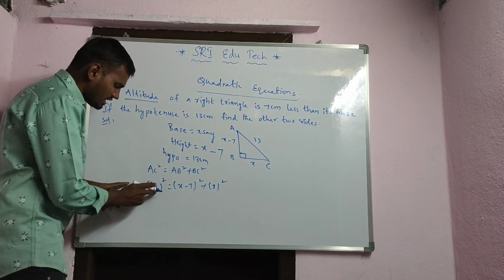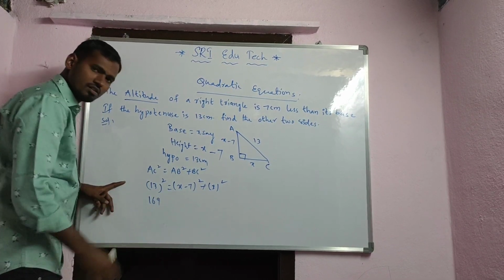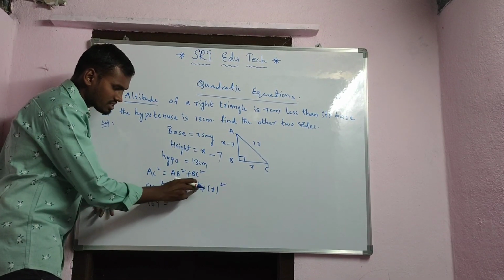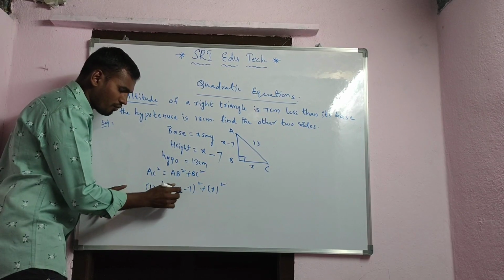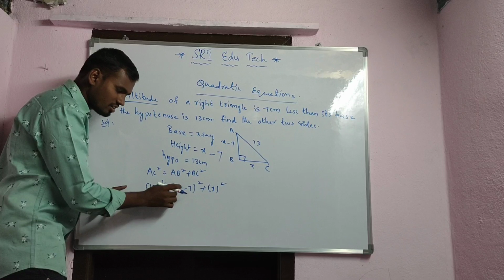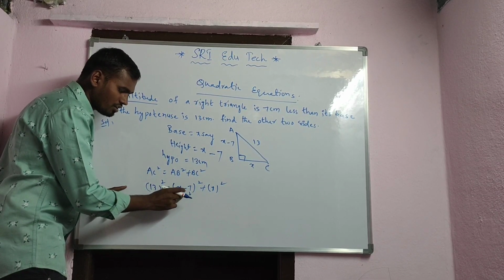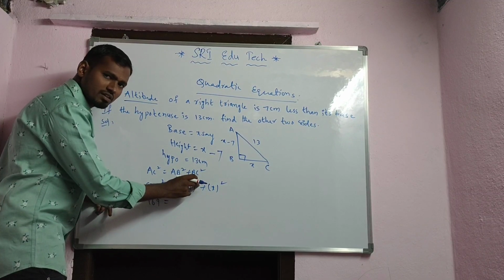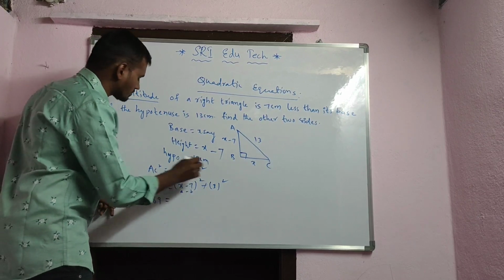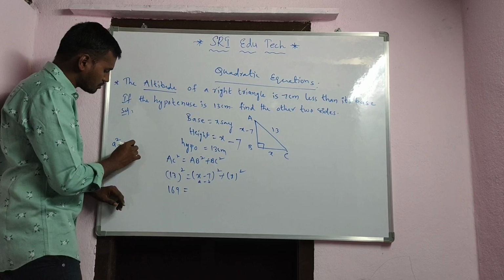Okay? Let's see. 13 square means 169, 13 into 13, right? And x minus 7 whole square is in the form of a minus b whole square. Right, in this a is equal to x, b is equal to 7. Let us write it. a minus b whole square is equal to a square plus b square minus 2ab.